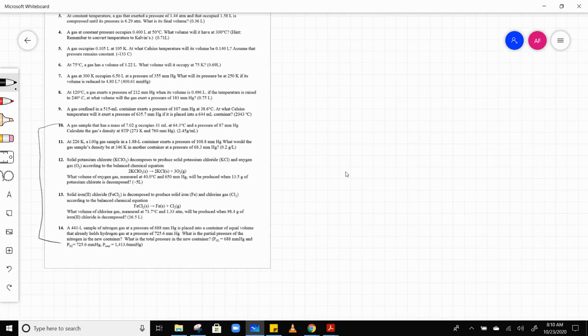Okay. So before we even start, I just want to mention a few things here. All these problems you're going to be dealing with PV over T and PV over T, so the combined gas law. Like I said, I just memorized that one. I don't really think about the other ones, because if temperature is constant, I can ignore temperature. If volume is constant, I can ignore volume and all that stuff.